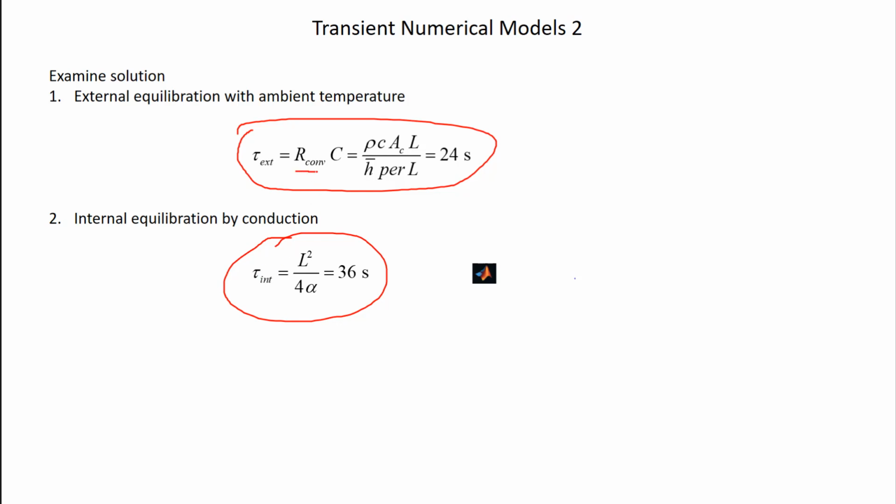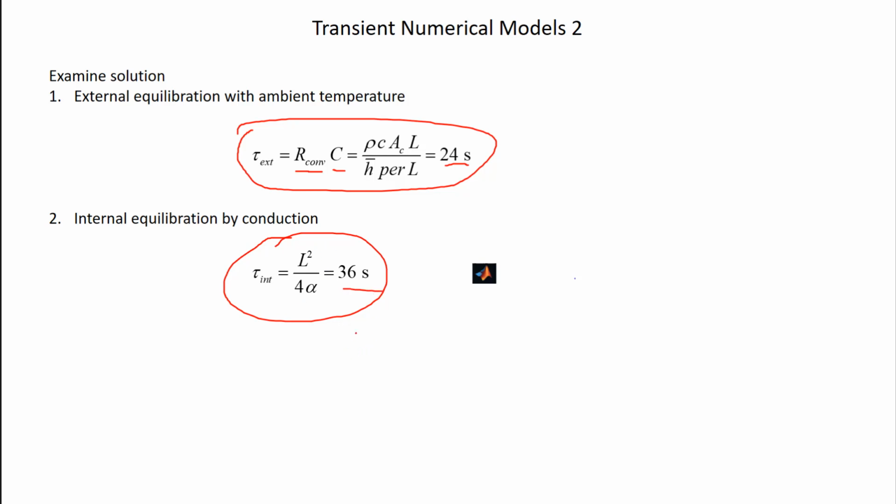The external time constant is the resistance from the surface to the surroundings times the capacitance, which I've calculated here using a resistance that's only related to convection. I get 24 seconds. So it's going to take about 24 seconds for my fin to come to equilibrium relative to the surroundings. And then it's going to take about L squared over 4 alpha, right? This is my internal time constant, which is 36 seconds for this problem.